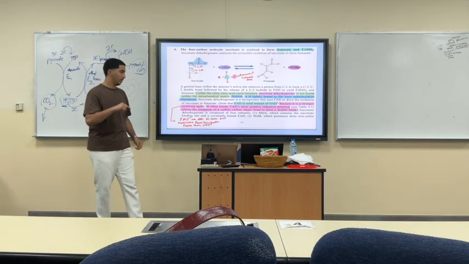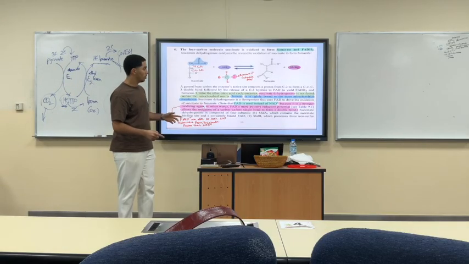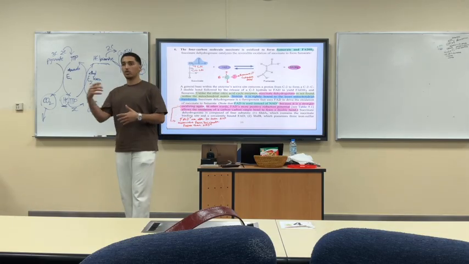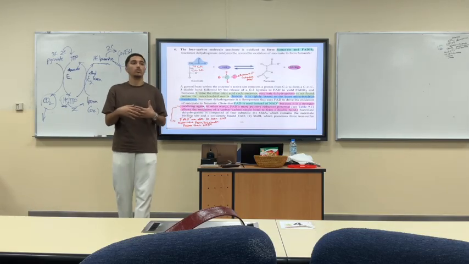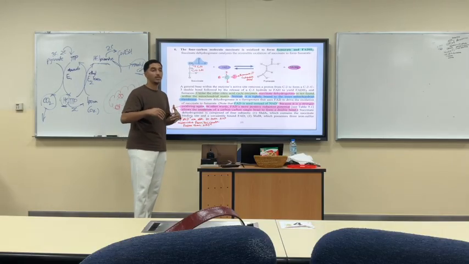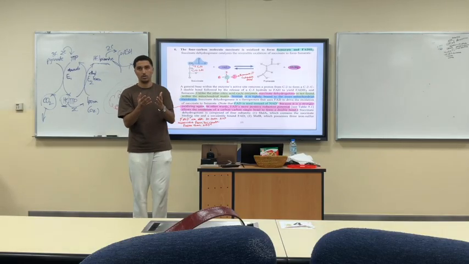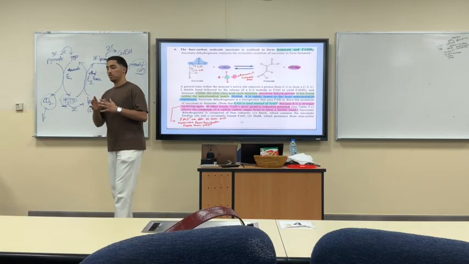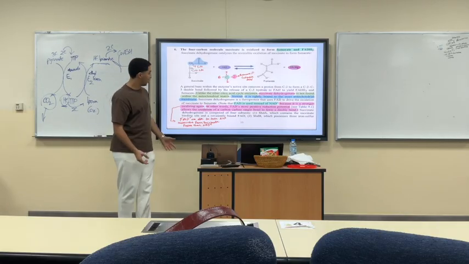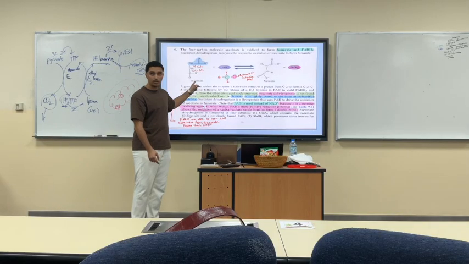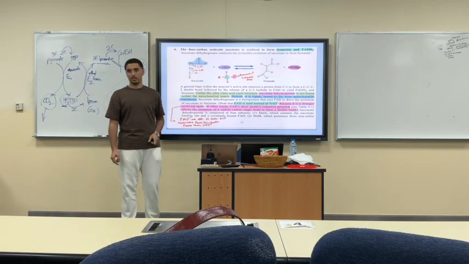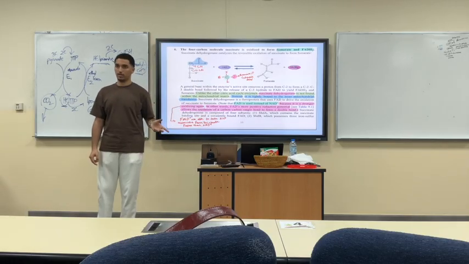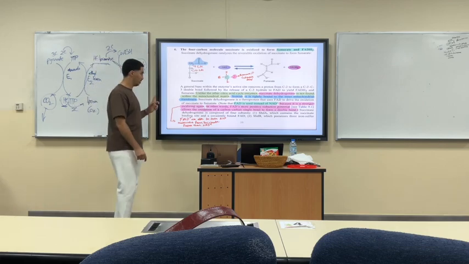Why does it use FAD instead of NAD? Because FAD is a stronger oxidizing agent. What do we mean by a stronger oxidizing agent? That it has a higher reduction potential, which I'm going to explain now. This means that FAD can take the hydrogen from the succinate faster than NAD. That's why we use FAD instead of NAD.